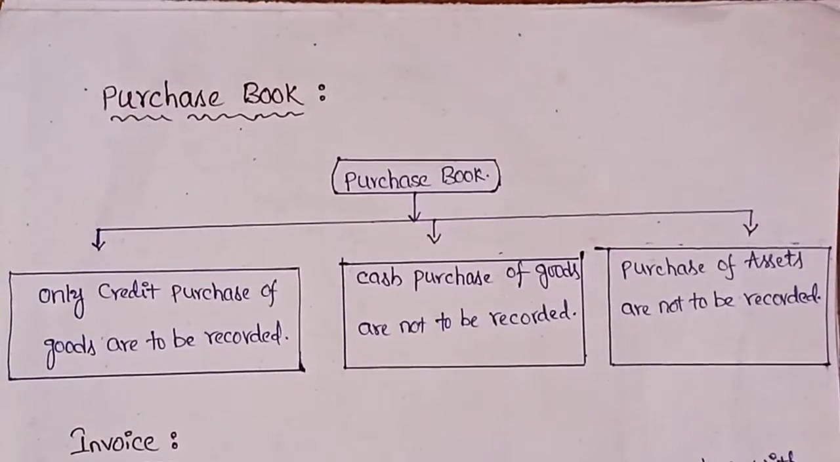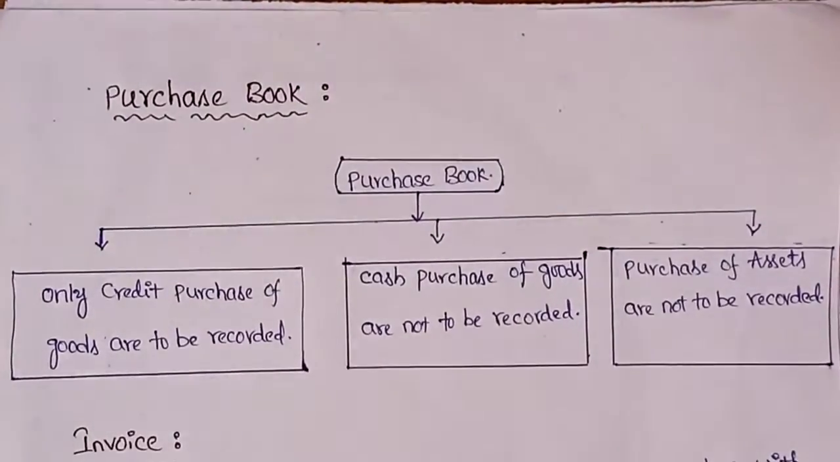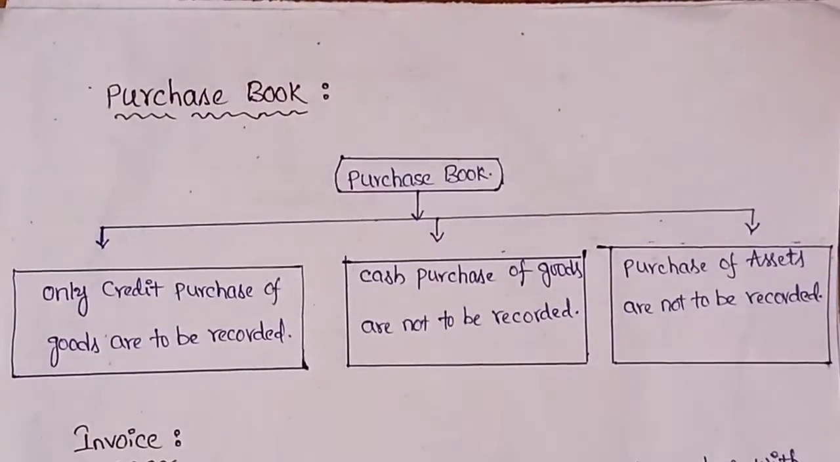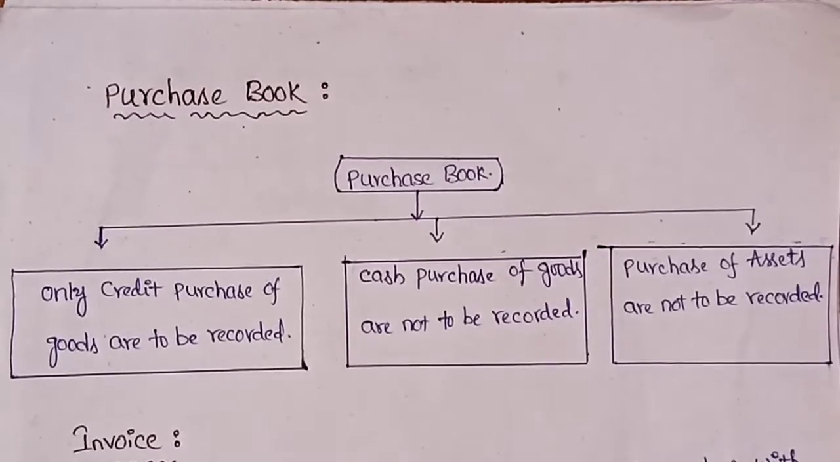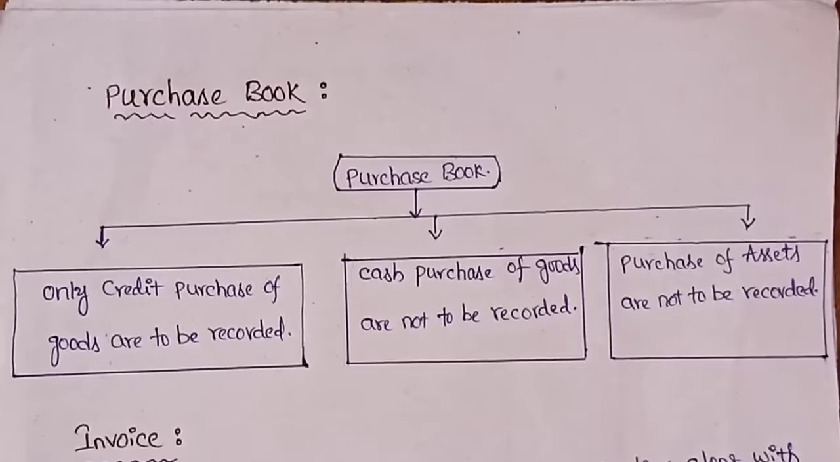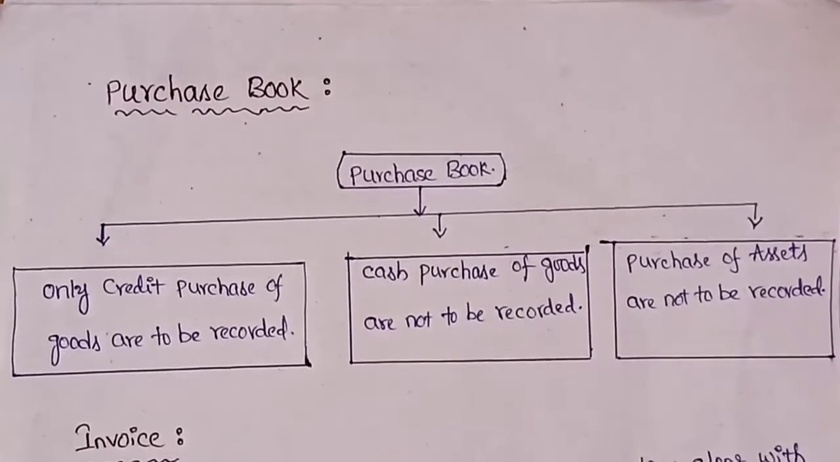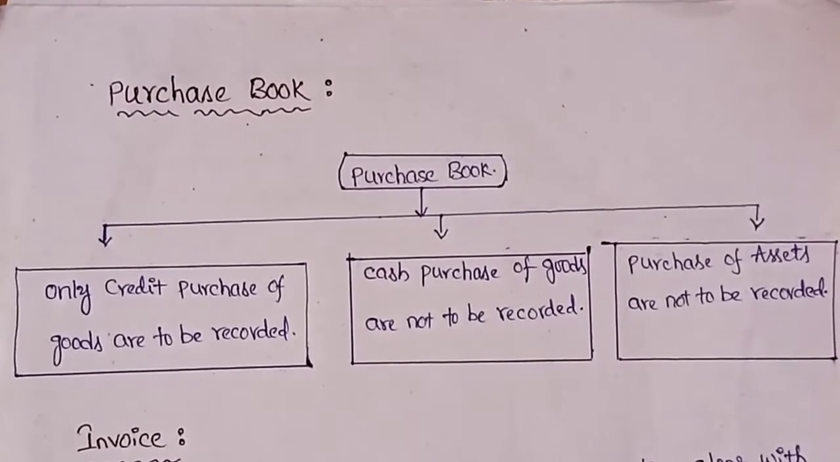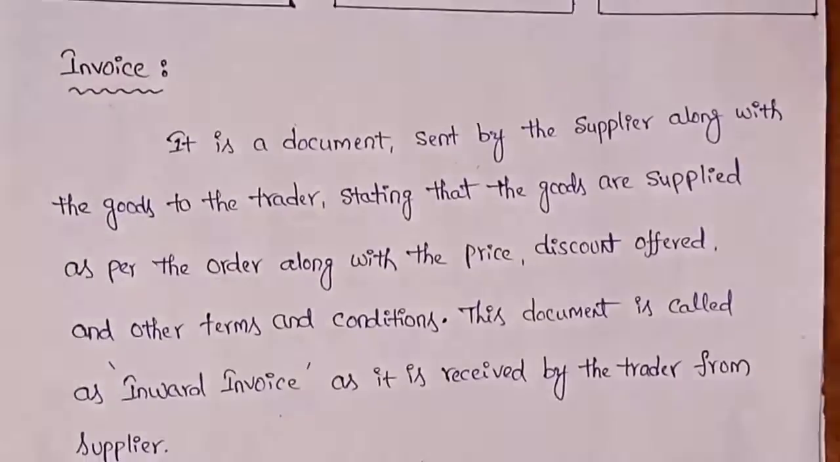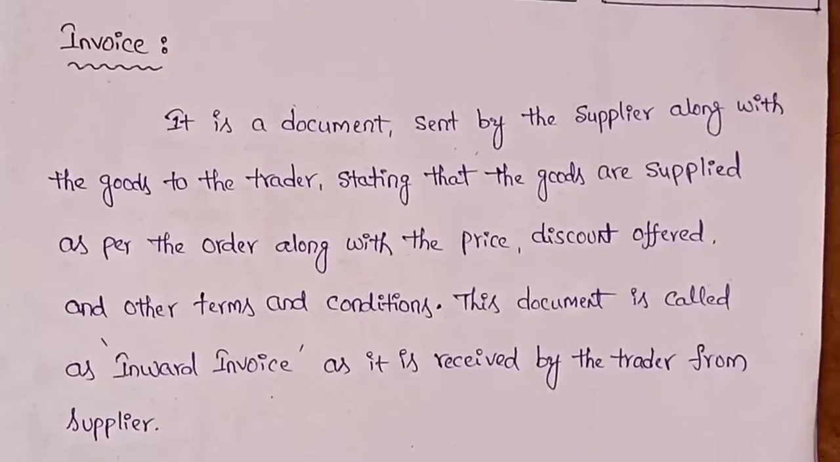So the source documents to record transactions in purchase book are invoices and bills receivables. These are the source documents. Next topic is format of purchase book. Before going to format, we must know about two topics. First one is invoice.